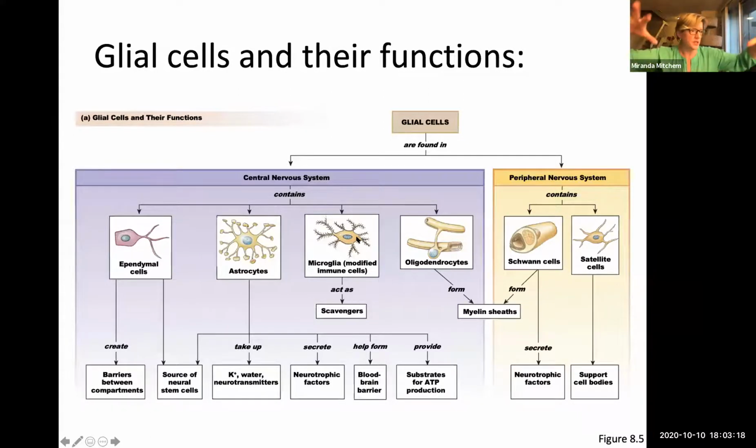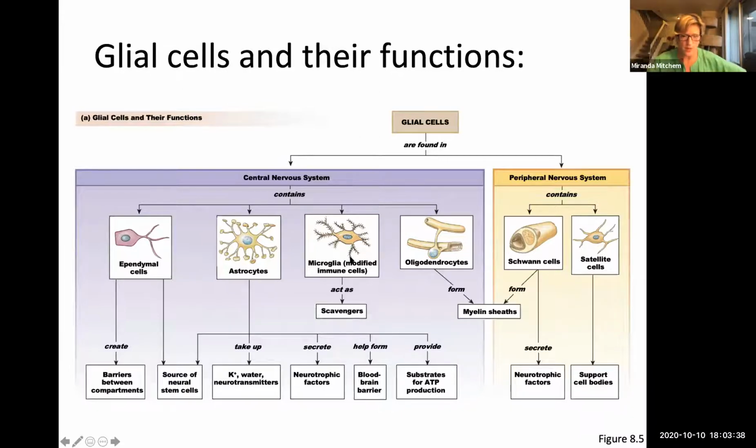So they're constantly interacting with the environment and taking in little bits of it and processing it to see what's out there. So they respond by releasing what are called neurotrophic factors. These are just signaling molecules, essentially, to put it simply, within the nervous system.